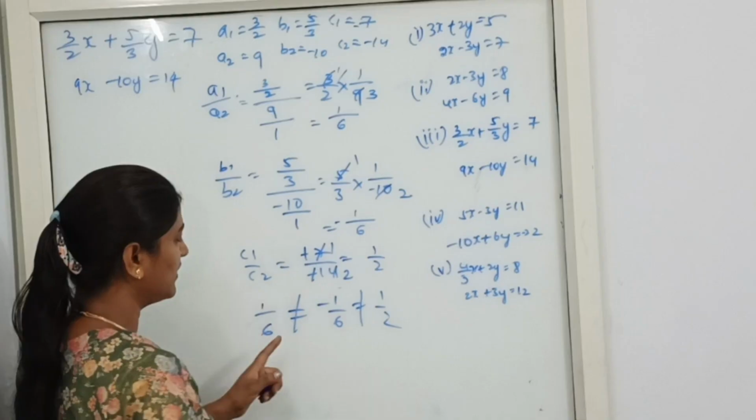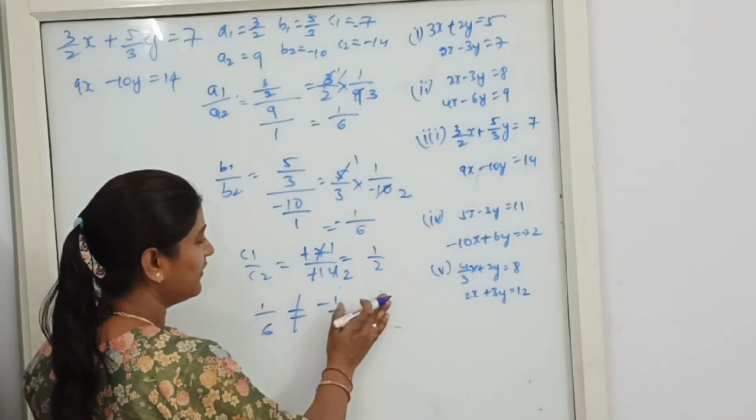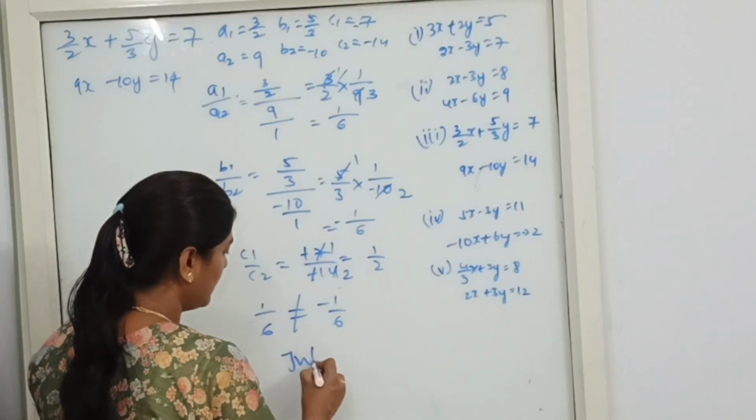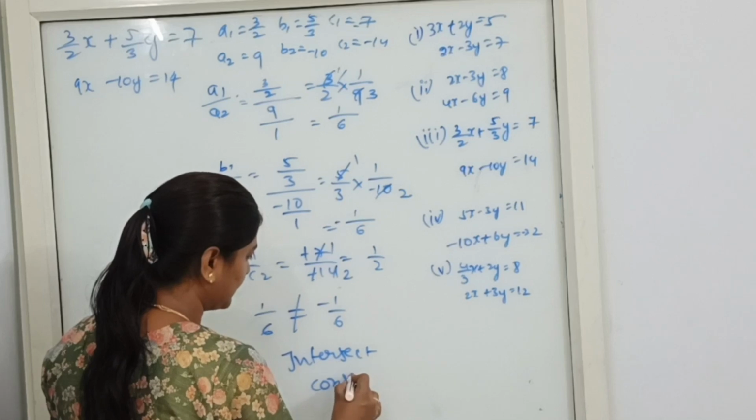All are not equal, right? The negative is there. If they are not equal from the start, then they intersect. Intersect means consistent.